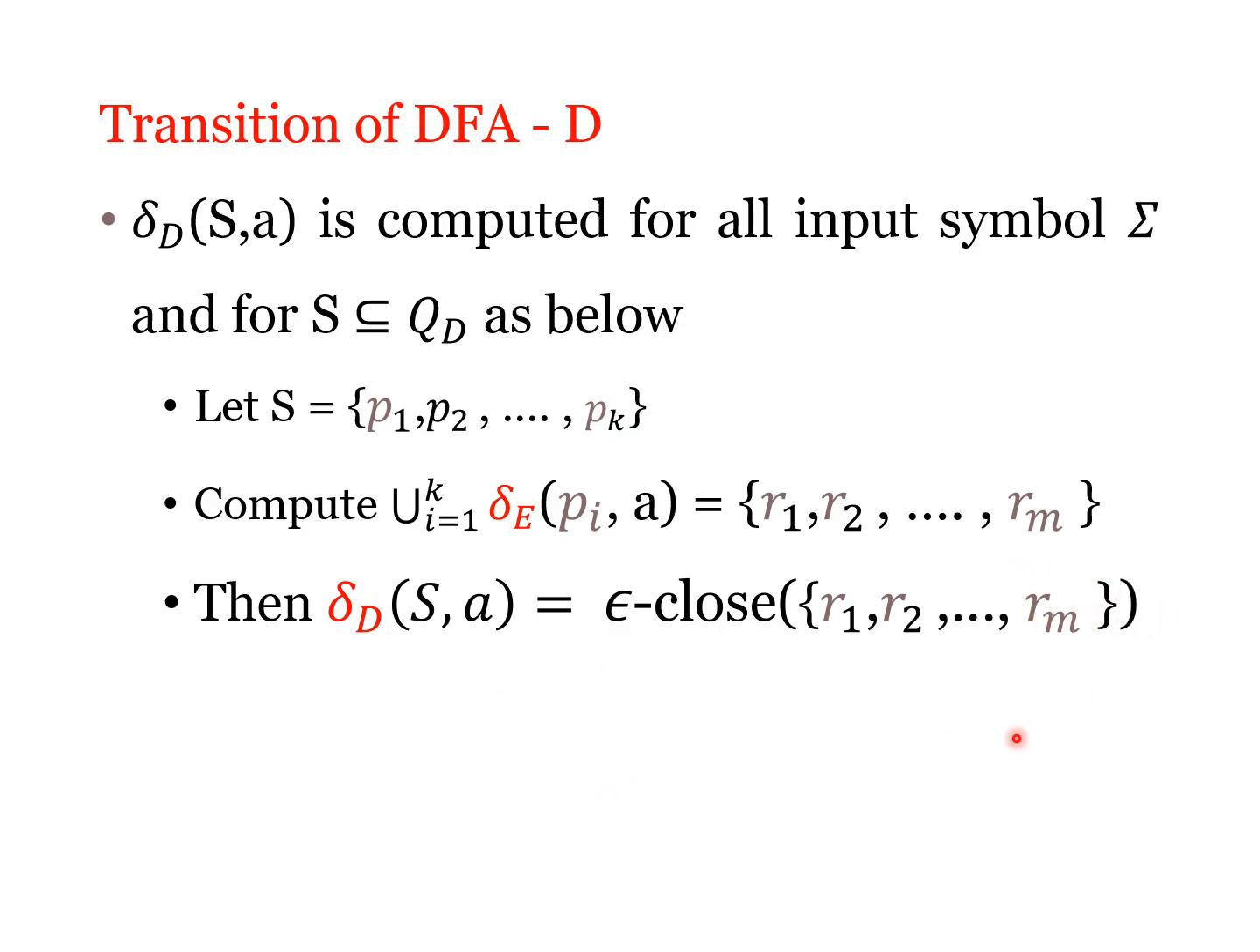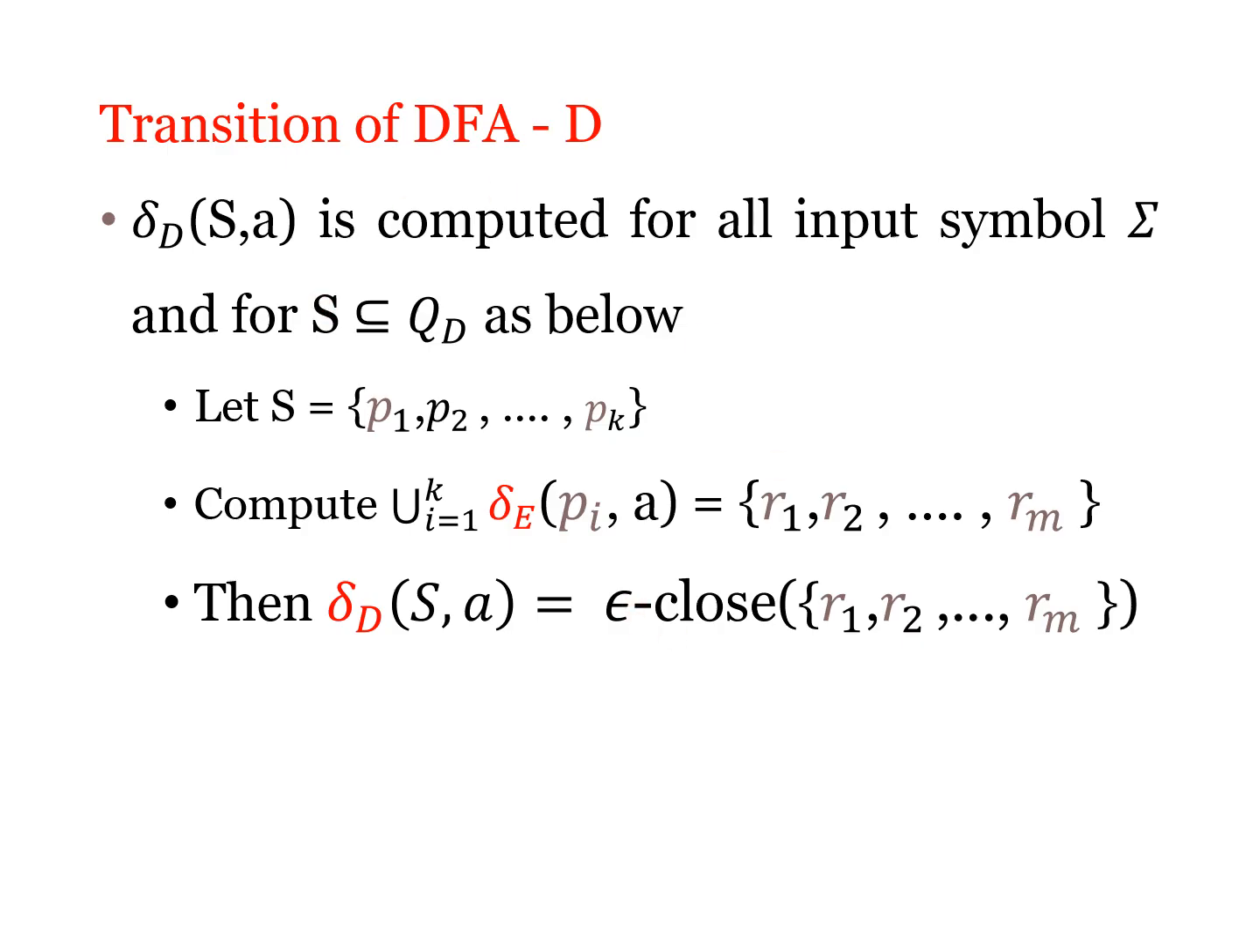You are going to get a set, and that set is the state to which the state {P1, P2, etc.}, that is this state S, goes with input symbol A. It goes to that particular set. So that is how we are obtaining the transitions for the DFA.